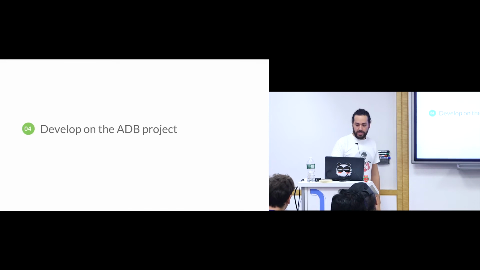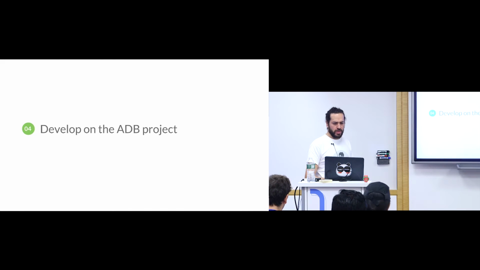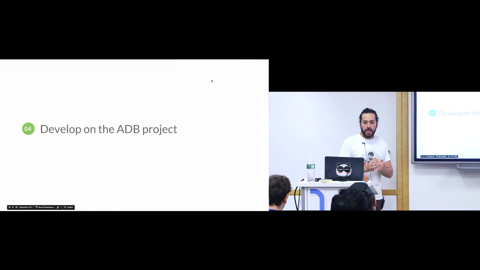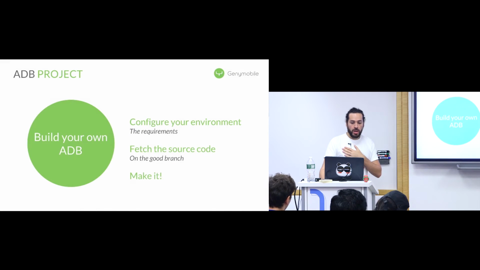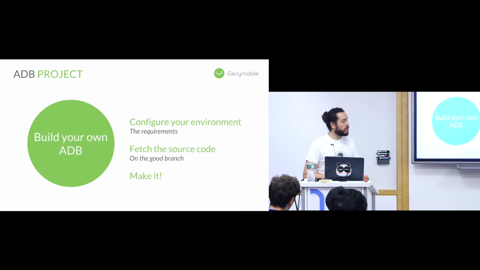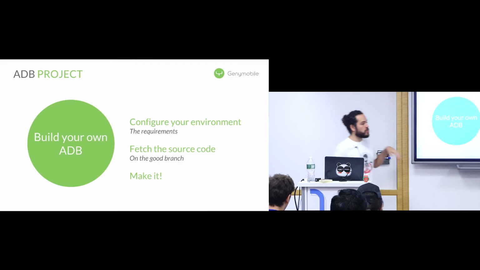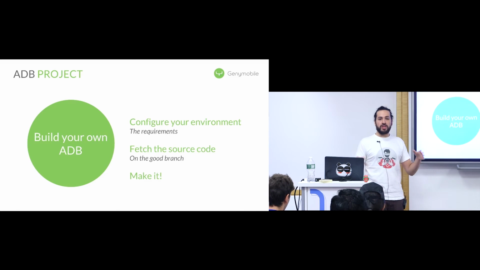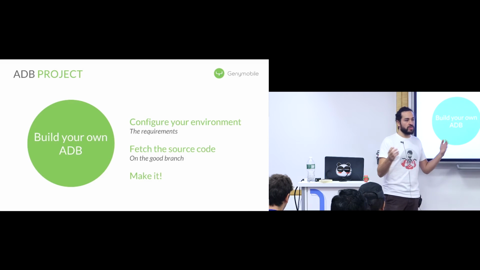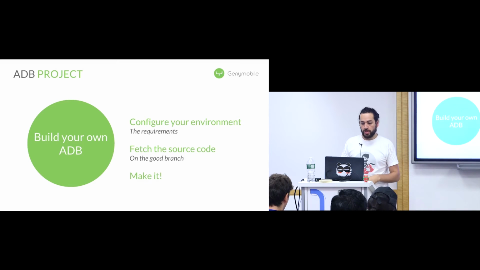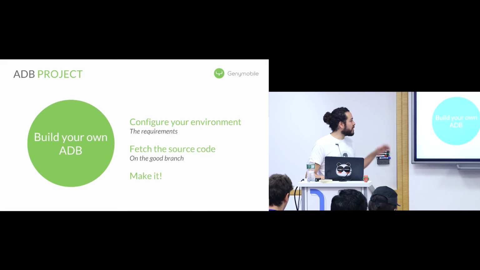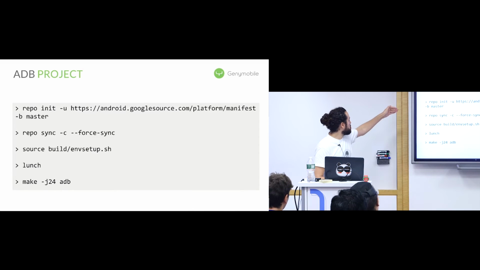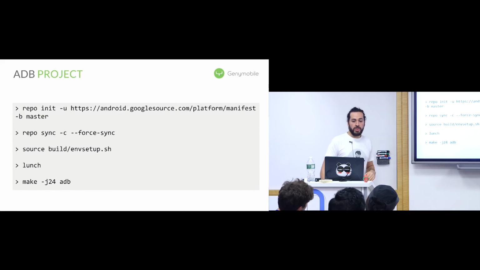Okay, just let me check the hour, 20 minutes. Okay, let's be quick. Develop on the ADB project. So now let's get the source code a little bit. You can build your own ADB. First, in the speaker notes, you have a link to the dependency requirements that you have to set up. So you have some tools to download, etc. Then you need to fetch the source code, and then you can build it. So this is enough to build your ADB.